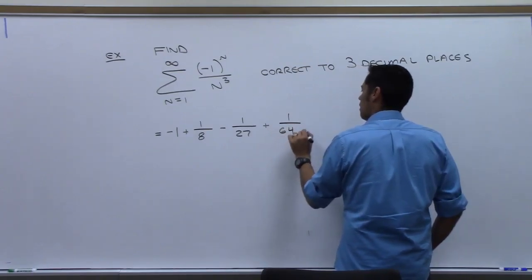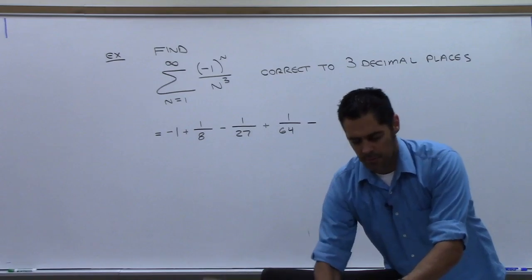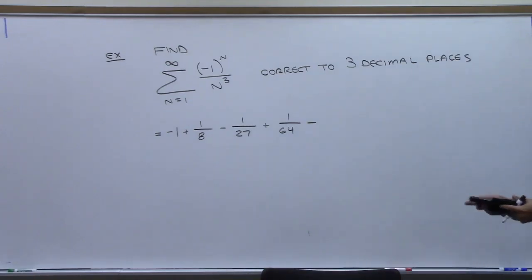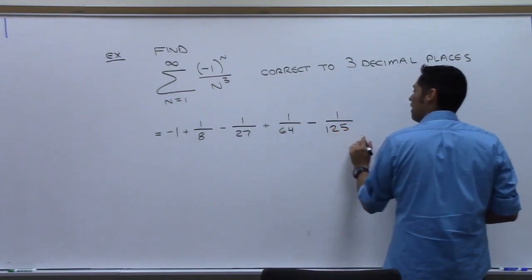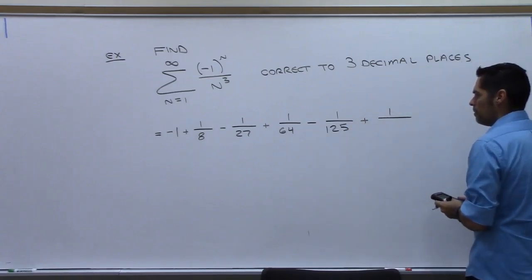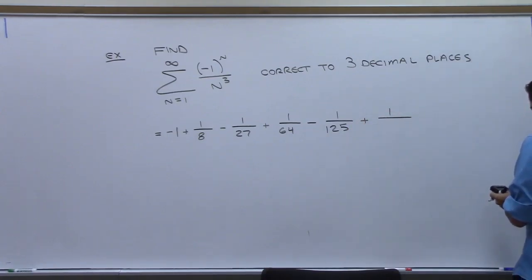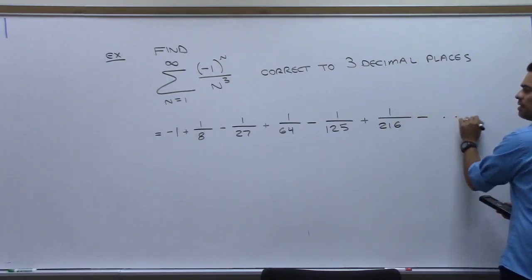minus, get your calculators out. Yes, but we're going to convert these all to decimals. All right? Okay, so 1 over 125, right? 216. Plus 1 over what? 216. And I keep going, right? So this continues, dot, dot, dot.